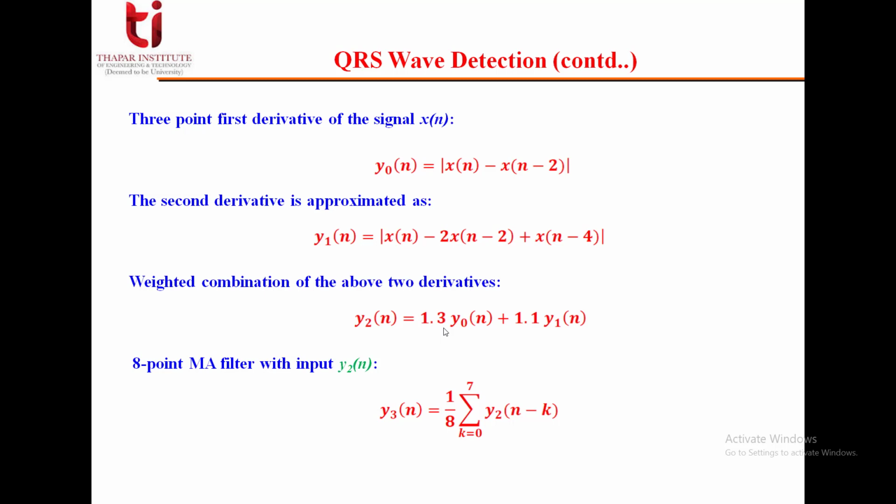This signal is then passed to an 8-point moving average filter. The MA filter has y2[n] as the input and the output is given as y3[n]. So y2[n] is passed to an 8-point moving average filter, which we have already studied in the moving average filters lecture, where we discussed this 8-point moving average filter.